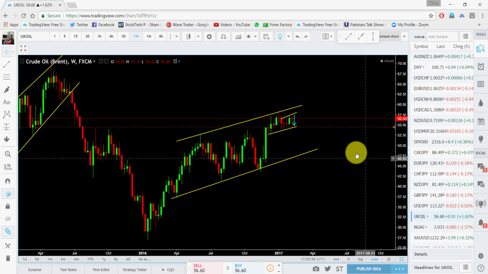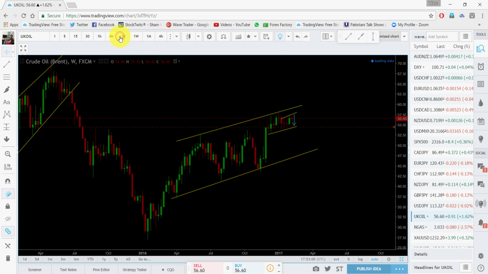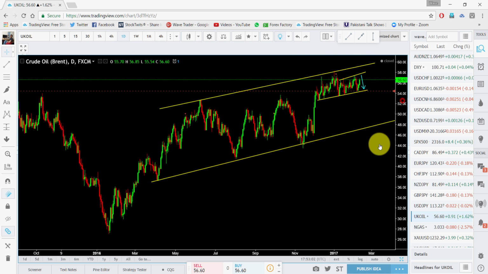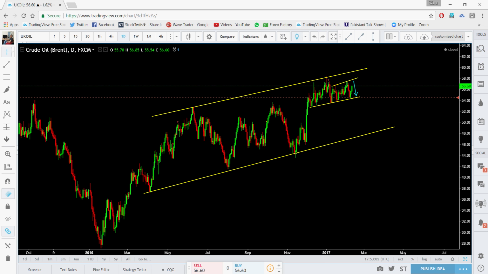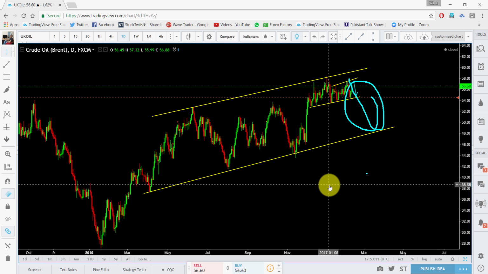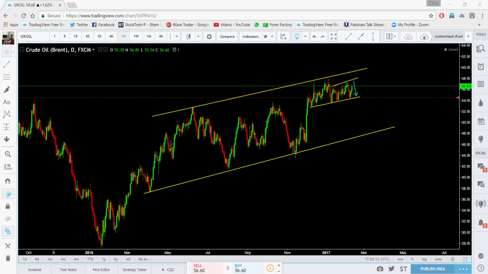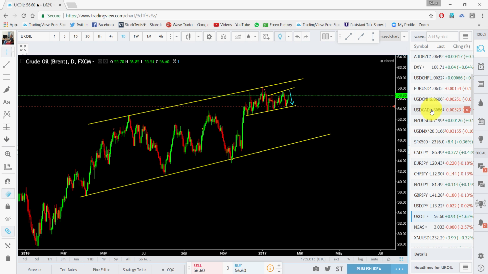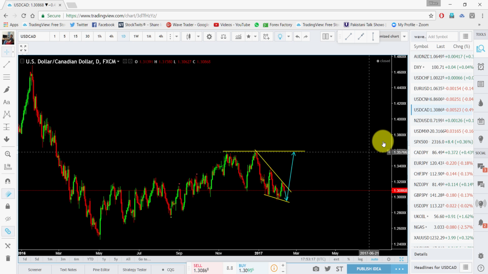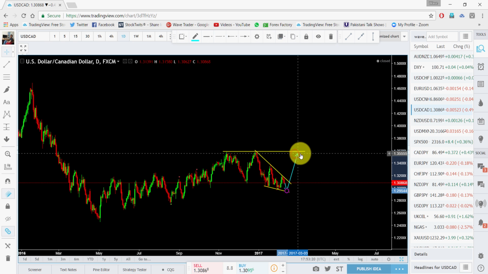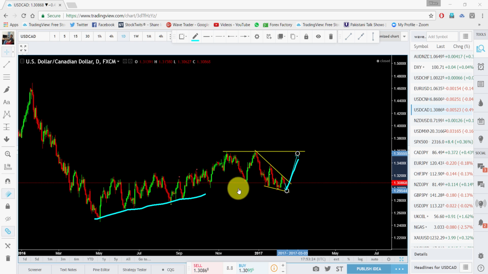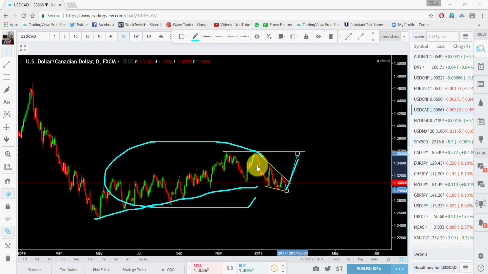If oil is going to fall, I was looking at this move on oil, then definitely USD CAD is going to change its formation. This formation is going to change, and we will get this move. Formation changing means that the price range is going to extend.